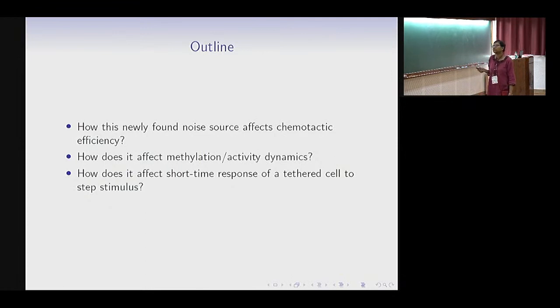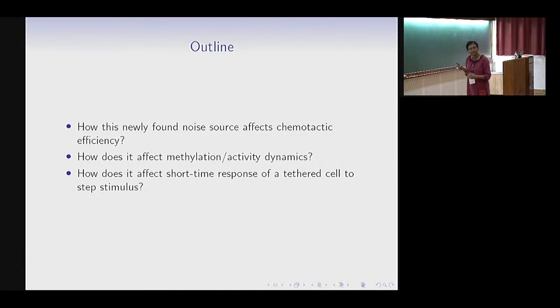How does this newly found noise source affect chemotactic efficiency? I will describe in a moment how I quantify efficiency. Secondly, I will ask how it affects the methylation or activity dynamics. Now, although E. coli chemotaxis has been studied for a long time, we have found that there is no systematic study of quantifying or correlating the activity fluctuation or methylation fluctuation inside the cell to what is happening in its ligand environment. So we would like to do that, and ask how this dynamics is affected by this newly found noise source, namely receptor clustering.